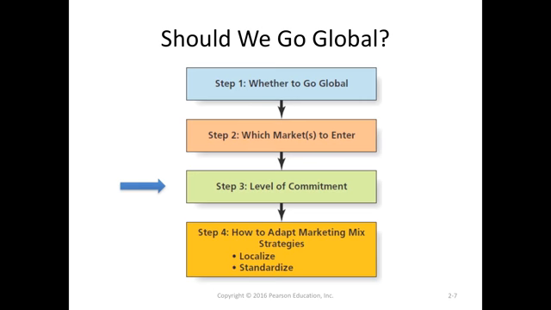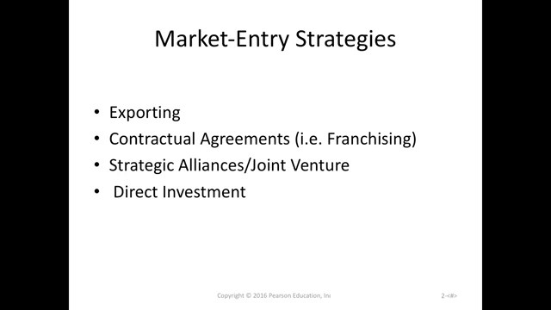Then you move on to the next step, which we call the level of commitment. This is when you decide what would be the best way for you to enter the market. Right? We have four different strategies that you can choose. One is exporting, contractual agreement, strategic alliances or joint venture, and then direct investment. Out of these four strategies, you choose based on how much risk you would like to take and also how much control you would like to have.